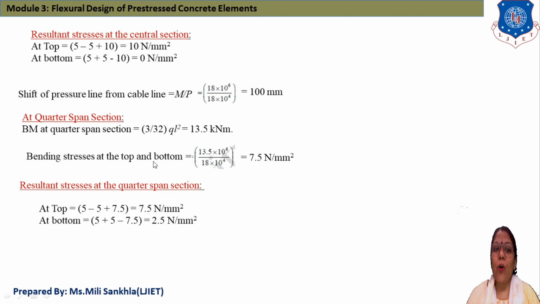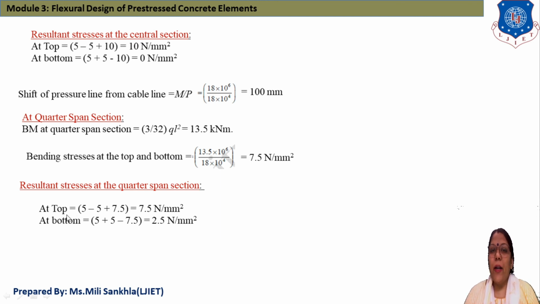Bending stress at top and bottom, again plus or minus. Here moment is equal to 13.5 into 10 raised to 6, and M by Z, Z is equal to 18 into 10 raised to 5, and answer is equal to 7.5 Newton per mm square. Now resultant stresses at quarter span. Here we find out central, and here we find out quarter span.